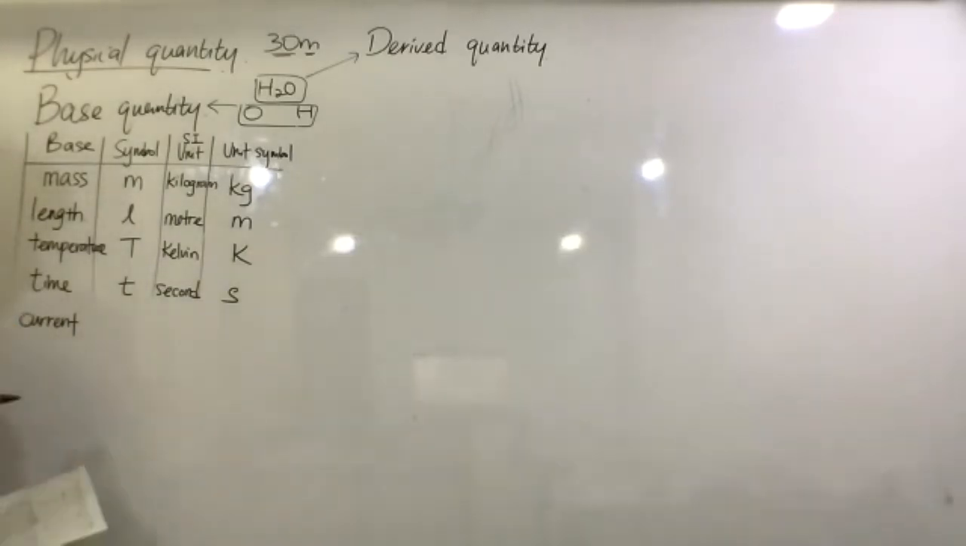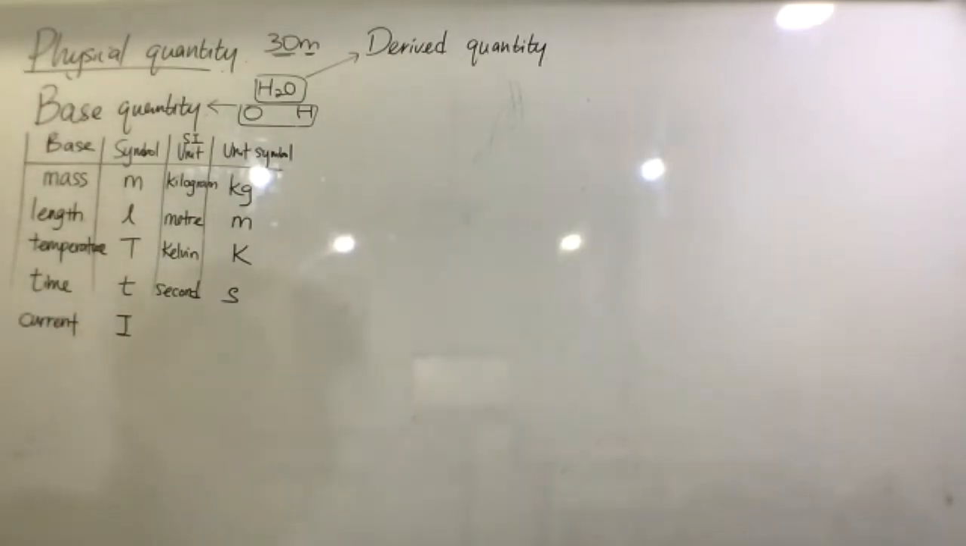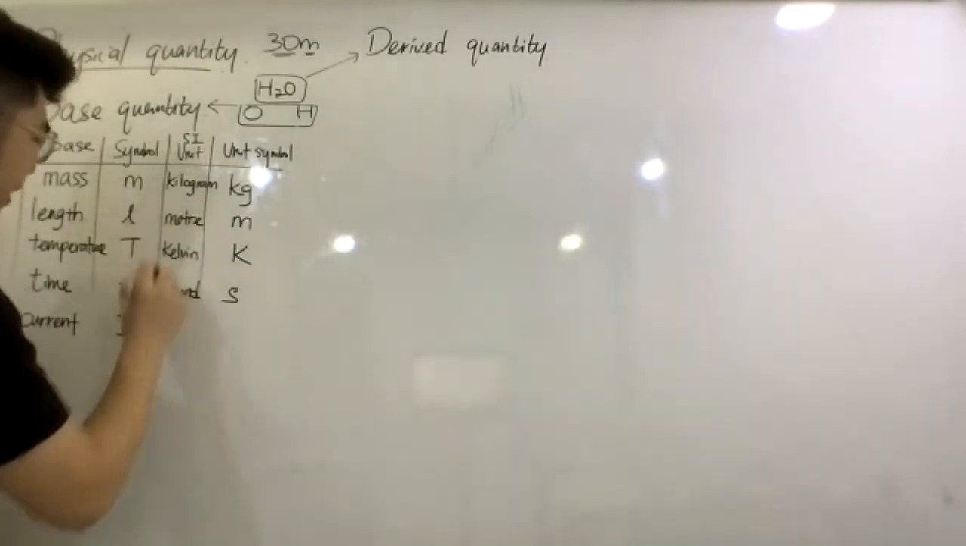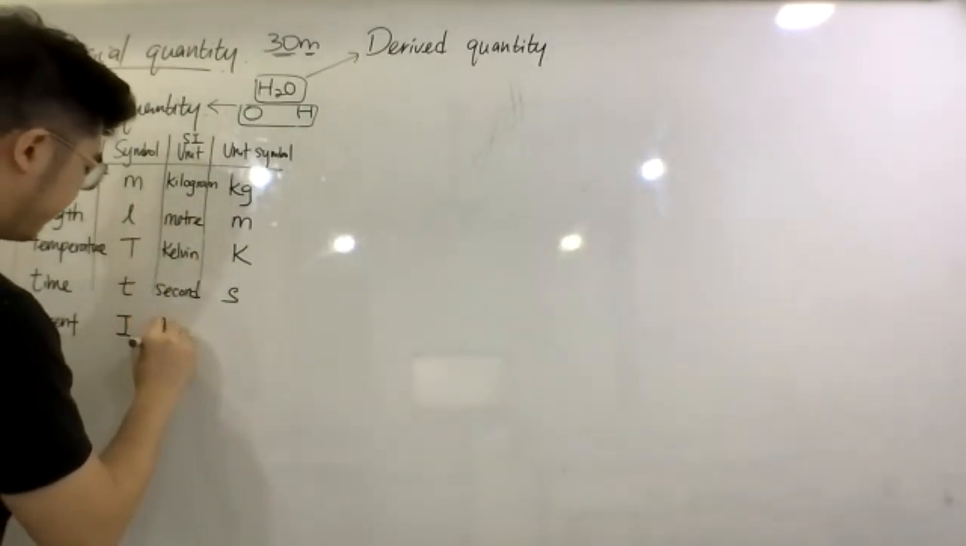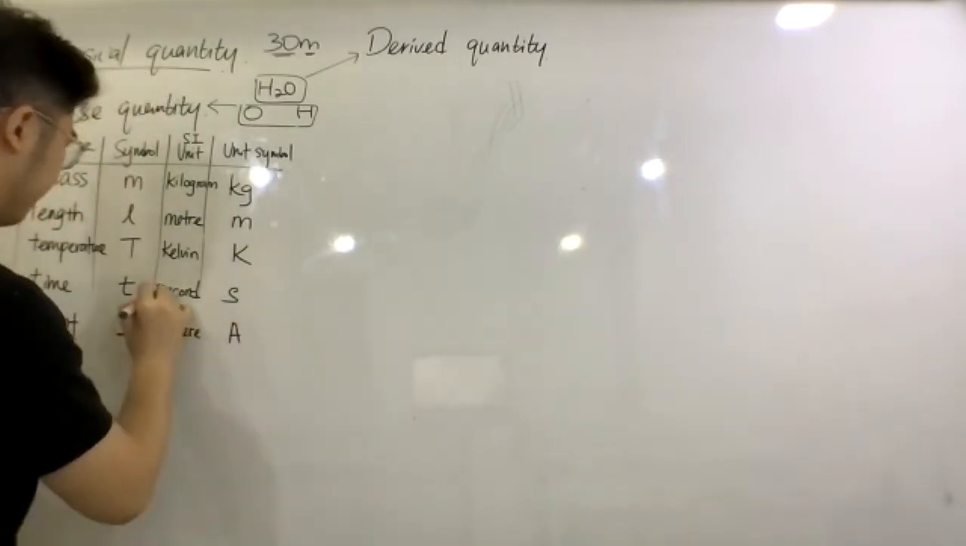There are more actually. Okay, current. Current is a special one. We do not use C for the symbol, we use I. Okay, I. What is the SI unit? This is ampere. Ampere is capital A.